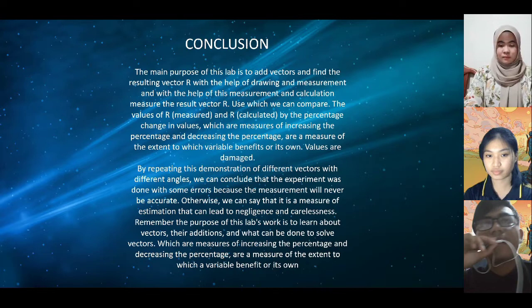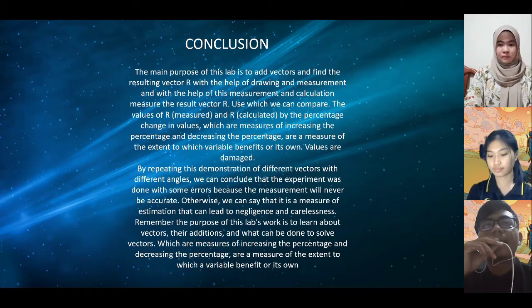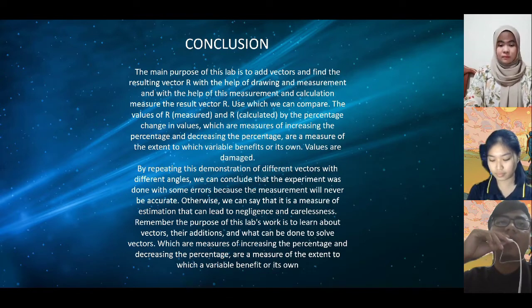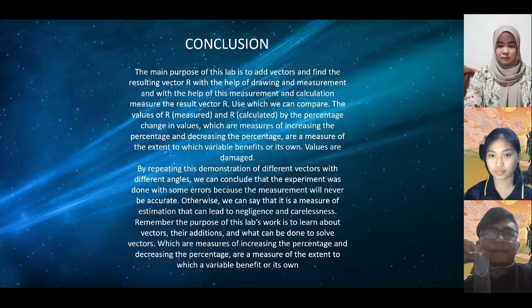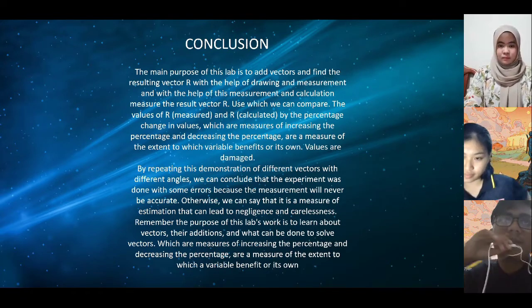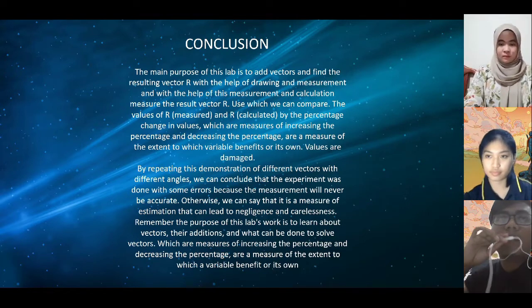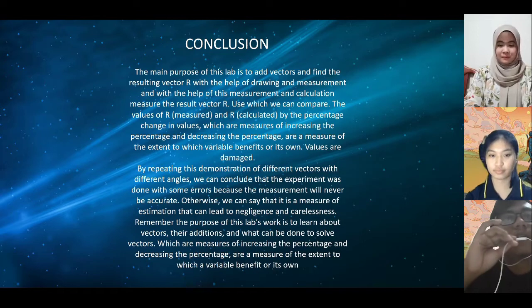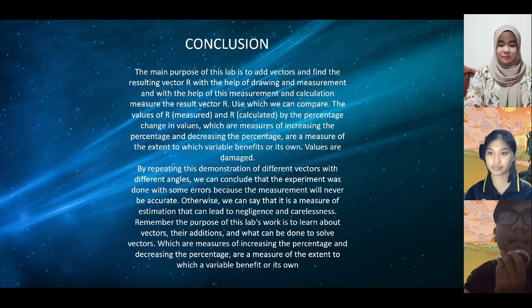Compare the calculated values by the percentage change in value, which measures the increase or decrease in percentage. By repeating this demonstration with different vectors at different angles, we can conclude that the experiment was never done without some error, because the measurement will never be accurate. Otherwise, we can say that it is a measure of estimation that can lead to negligence and carelessness.